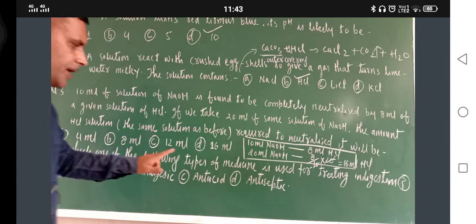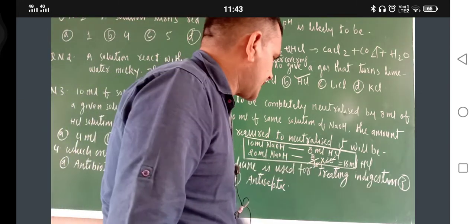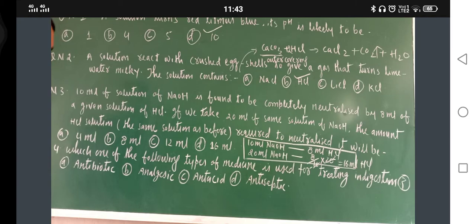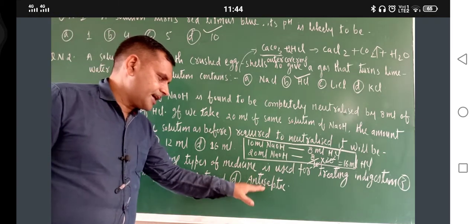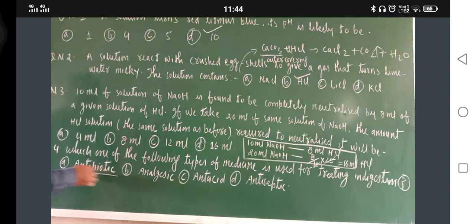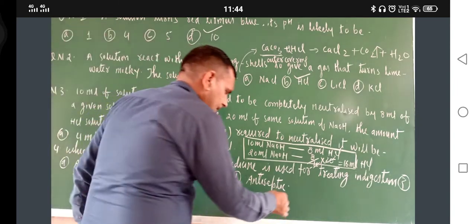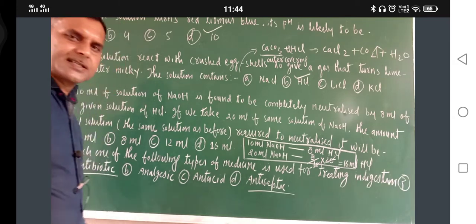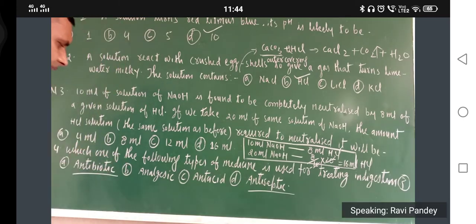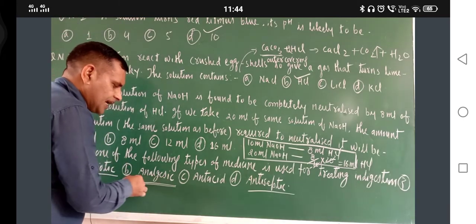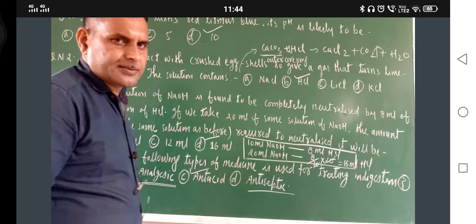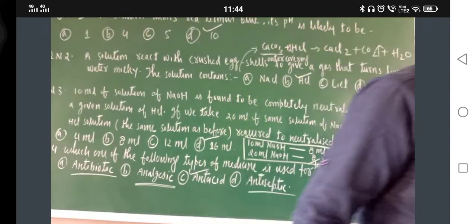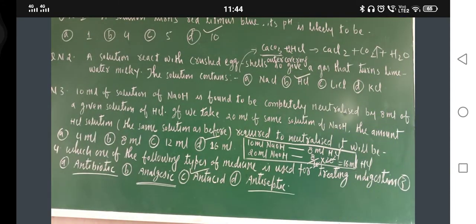Which one of the following types of medicine is used for treating indigestion? So just see, antibiotic, analgesic, antacid, antiseptic. Antibiotic and antiseptic are used to kill virus and bacteria. Now analgesic, they are painkillers. Antacid is the correct option, and here D is the correct option. Okay. In this way, your MCQ type of questions is over.